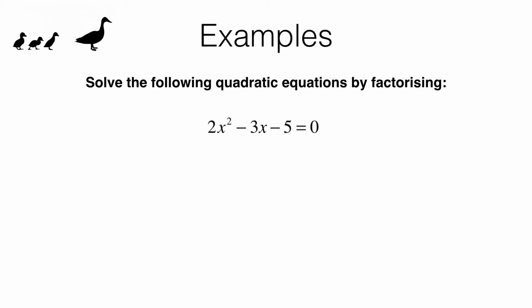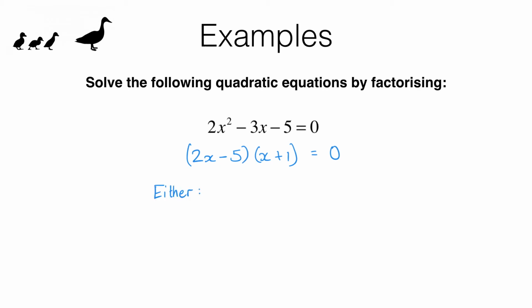Here's the next example. We have 2x squared minus 3x minus 5 equals 0. Factorising the left-hand side, we get 2x minus 5 multiplied by x plus 1, and that equals 0. Pause the video and see if you can write down the two solutions to this equation. Here's what you should have got.